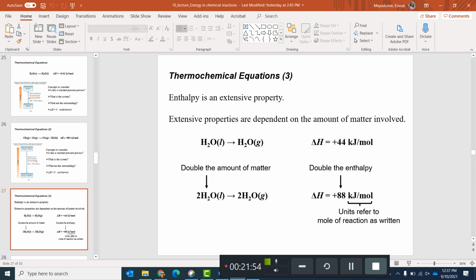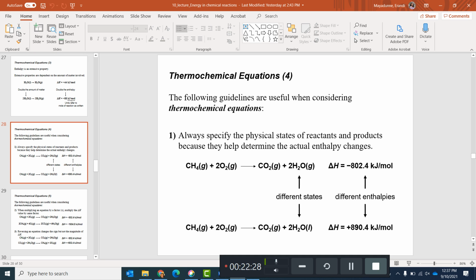In thermochemical equations, you need to know that enthalpy is an extensive property. Extensive properties depend on the amount of material involved. So if you have 1 mole of liquid water becoming 1 mole of gas, what kind of phase change is that? Evaporation, it absorbs 44 kilojoules per mole. But instead of 1 mole, you have 2 moles now. It absorbs twice the energy.